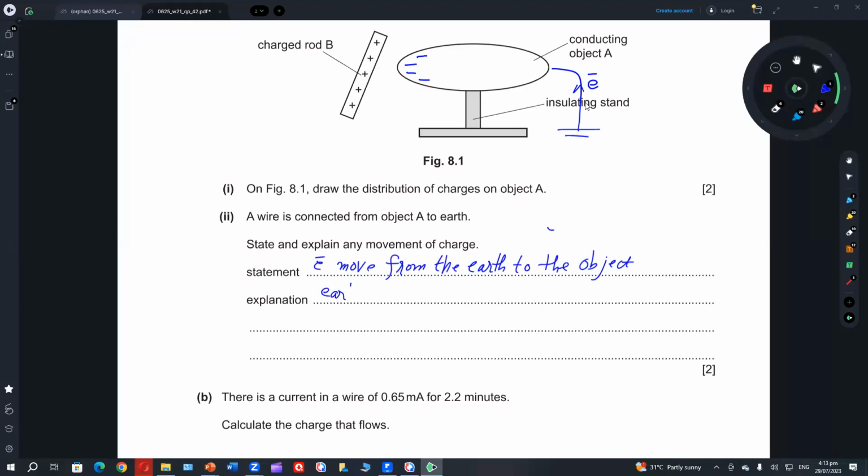Okay. What is the explanation? The explanation is earthing. Electrons always move from higher potential to lower.